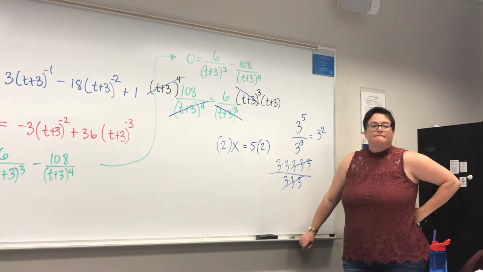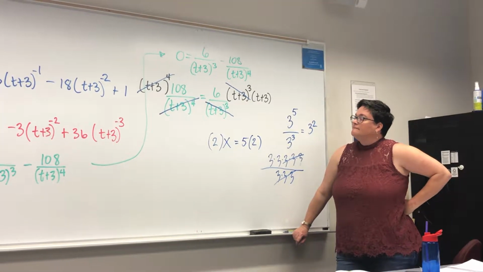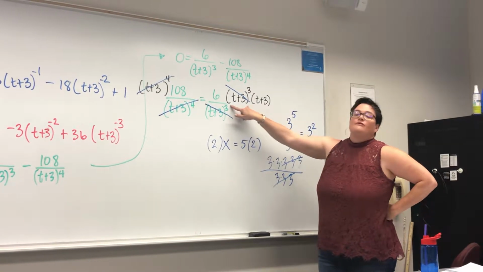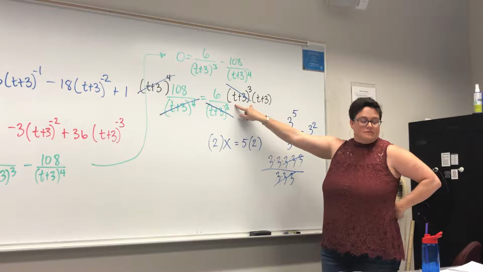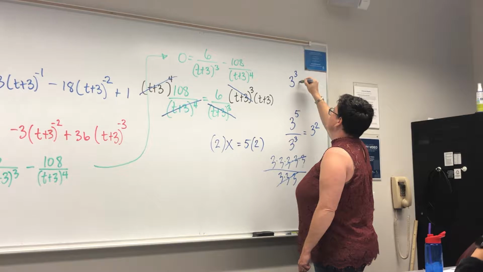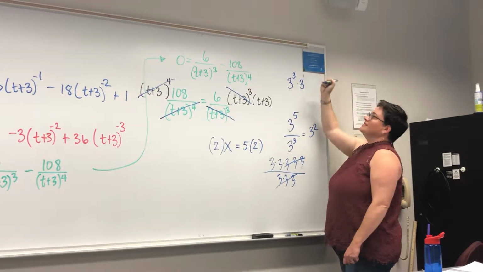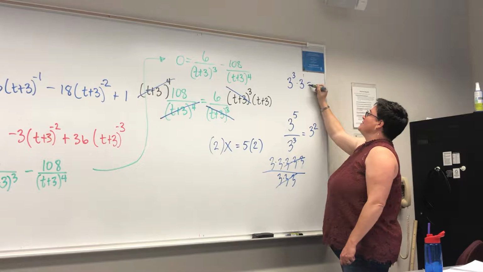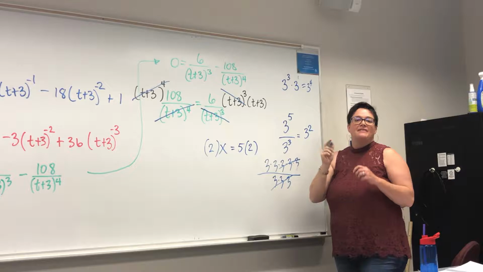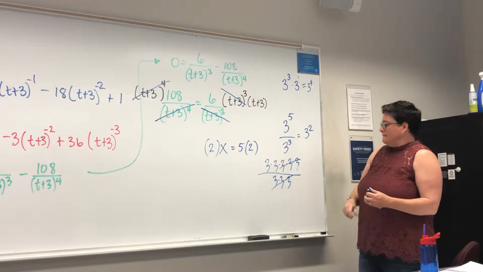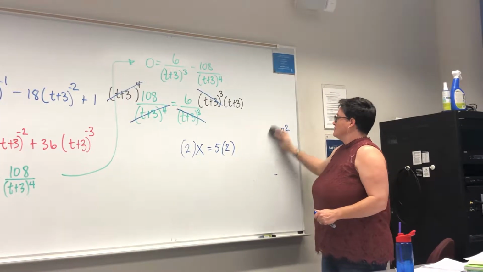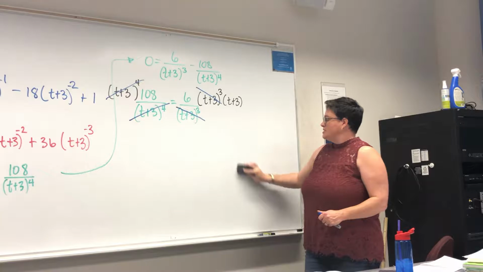So would the t plus 3 that's left be negative? No. This is t plus 3 to the 4th. Let me show you why. Let's just say it's 3 cubed times 3. So that equals 3 to the 4th power. So whatever your base is, if it's the same and they're multiplied, you can add the exponents. Okay? So are we good, guys?